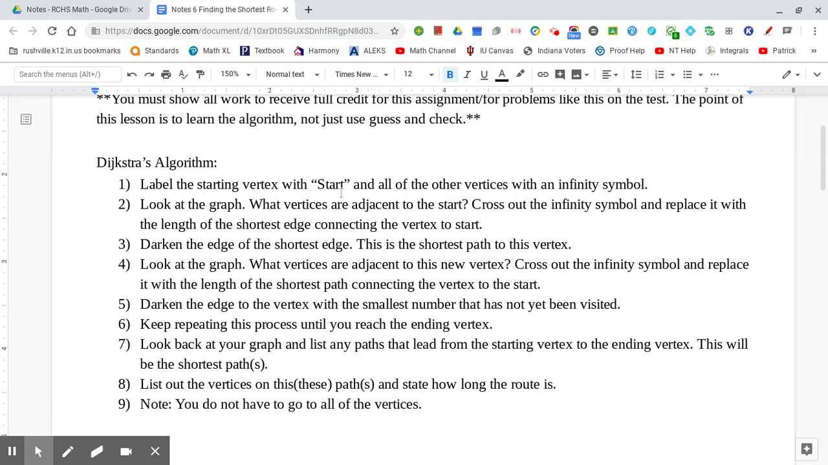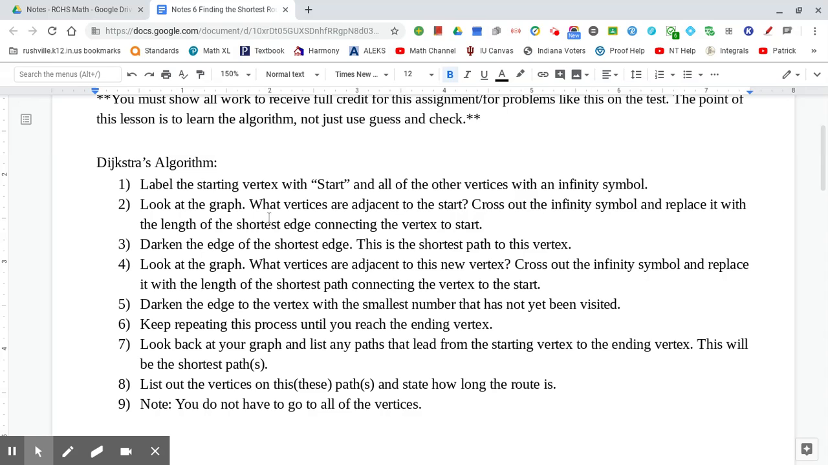So, Dijkstra's algorithm. You're going to start off with your starting vertex. You can either put a 0 by it or you can put an S for start. And then he suggested that you put an infinity symbol by all of the other vertices. If that infinity symbol remains, it means that it's not going to be a part of your path. And even if it doesn't remain in the end, it might not be a part of your shortest path. But if you've changed it from an infinity to some other number, it means that it's become a possibility for being on your shortest route.